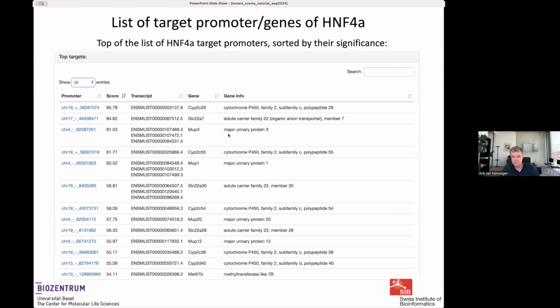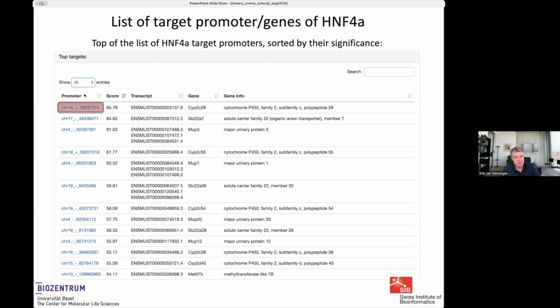by this target log likelihood score. And so here, this top target is the gene CYP3A4. It's from the cytochrome P450 family, and its log likelihood score that it is a target is 95.8.